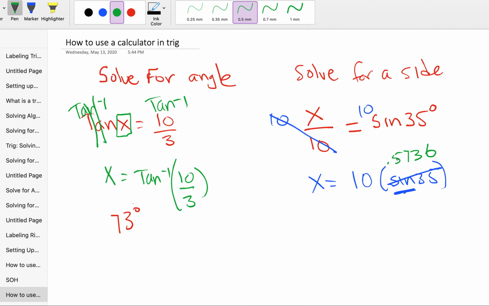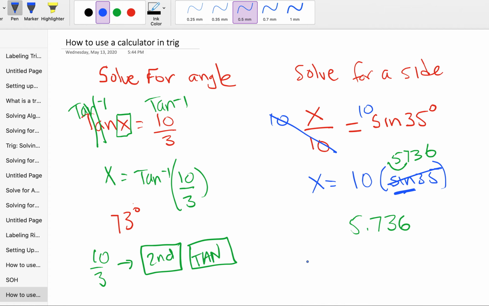So for 10 times, we can just move the decimal. 10 times 0.5736 is 5.736. For those of you who are wondering, we use our calculator to get the inverse button by pushing the second. So in our calculator, we would take 10 divided by 3, then push the second button, and then push the tangent button.